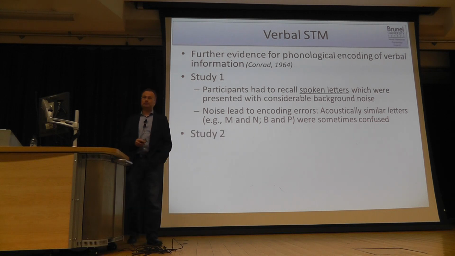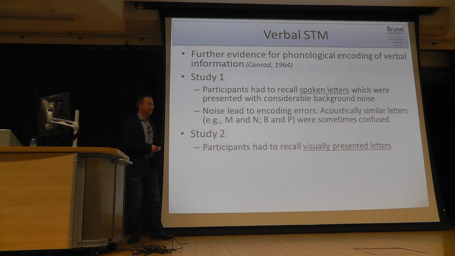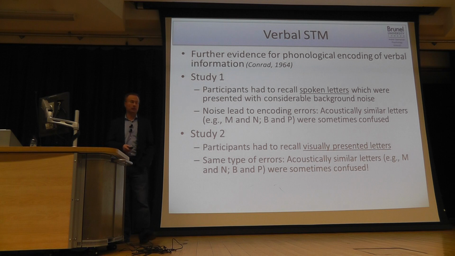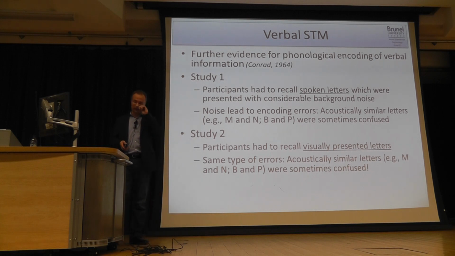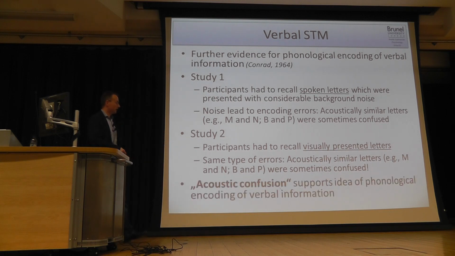In the second study, he did basically the same thing, but this time the letters were visually presented. So really no point of confusing M and N or B and P. However, during recall, these type of confusions still occurred. So that led him to conclude that actually rehearsal is done in a phonological code. Because when we do it phonologically, we might confuse that in that format. And that is called acoustic confusion in our verbal short-term memory.